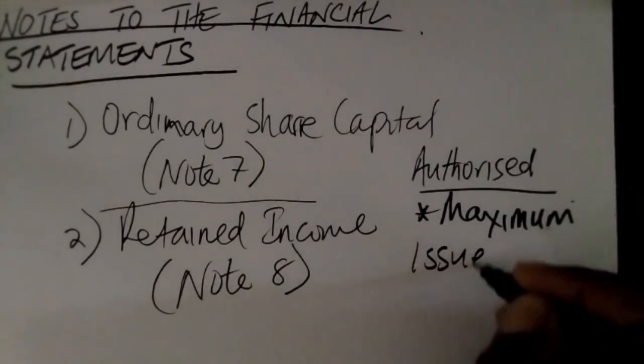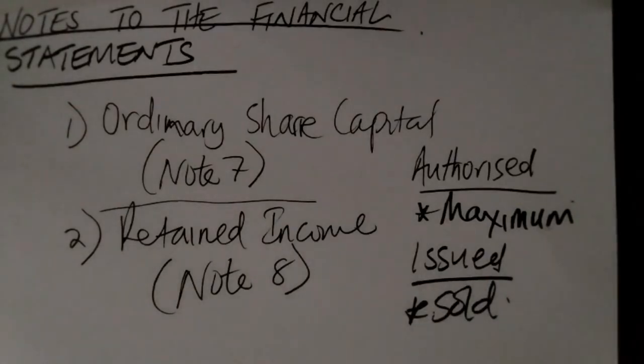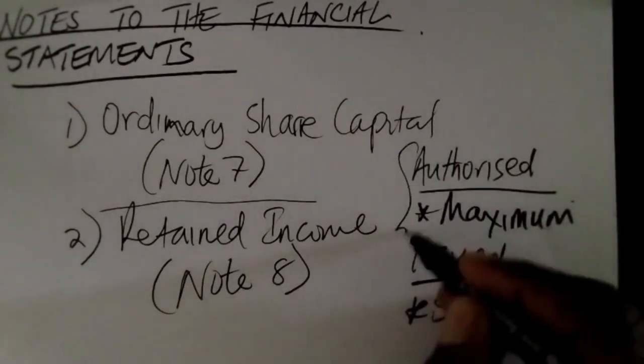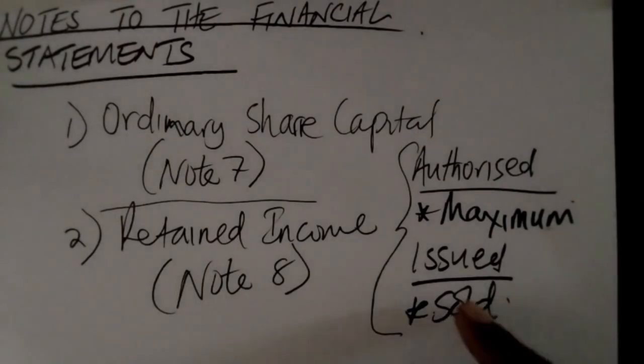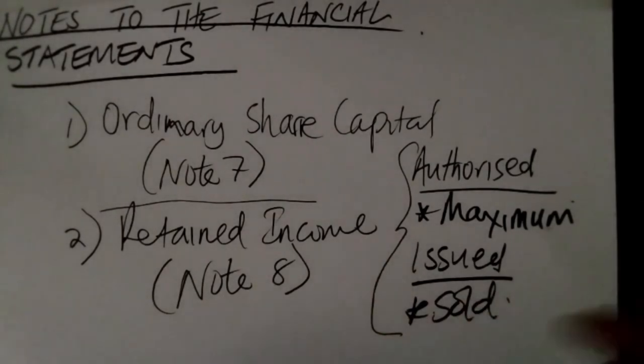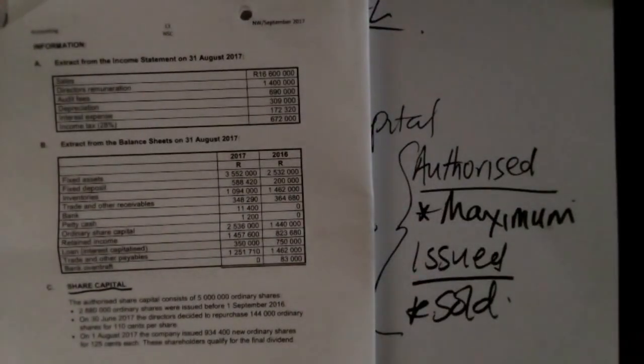And then there is what is called issued share capital. These are shares that have been sold. So take note of the difference between the two. If the share capital is authorized, that is the maximum number of shares that they are allowed to sell according to their memorandum of incorporation, and the issued share capital is what has actually been sold. So looking at this information, they are saying the authorized share capital comprised 5 million ordinary shares. 880,000 ordinary shares were issued before the 1st of September 2016.